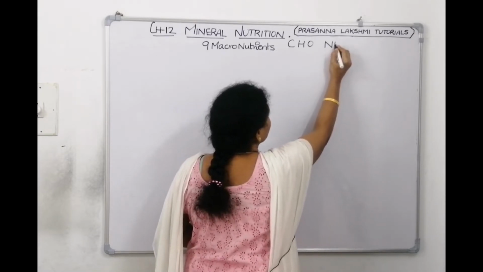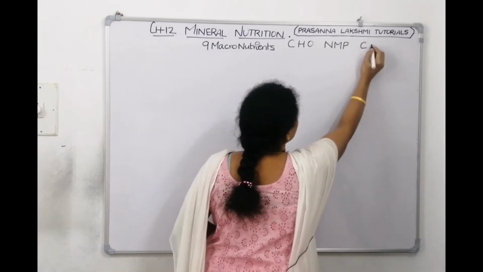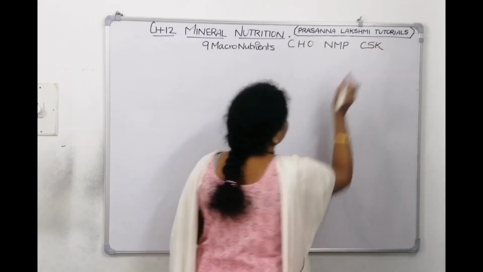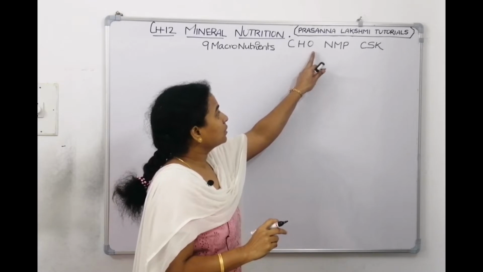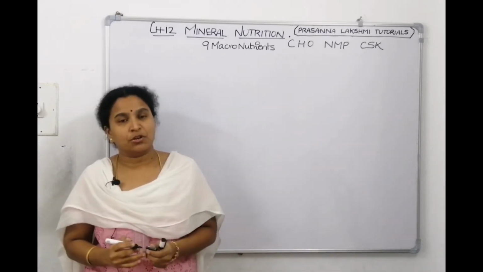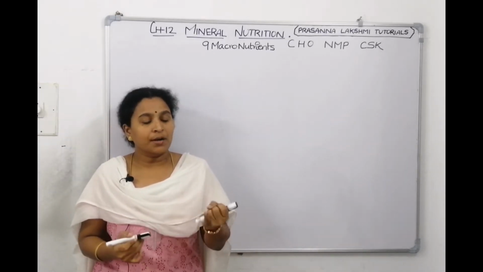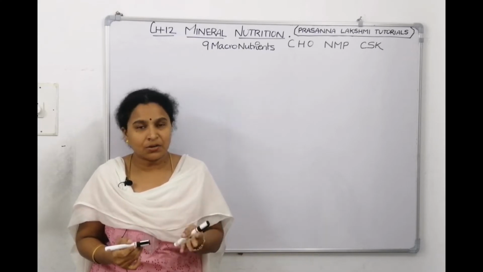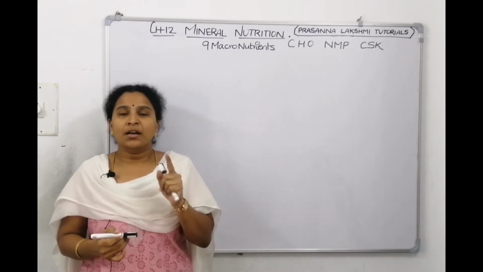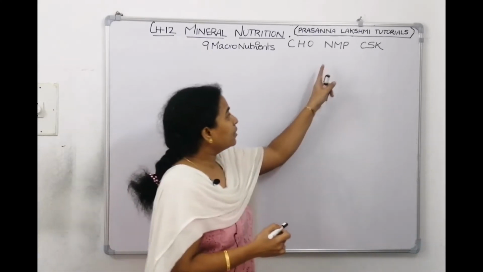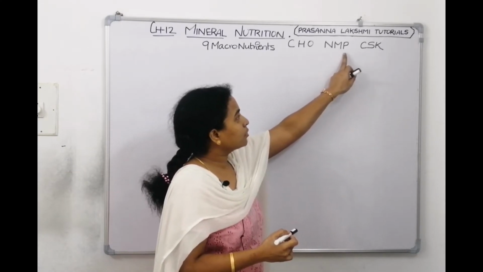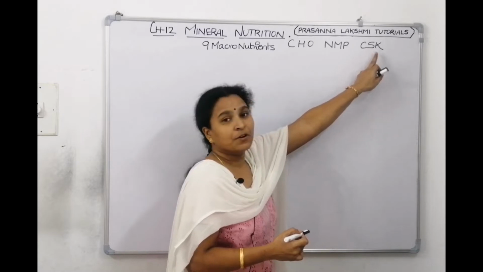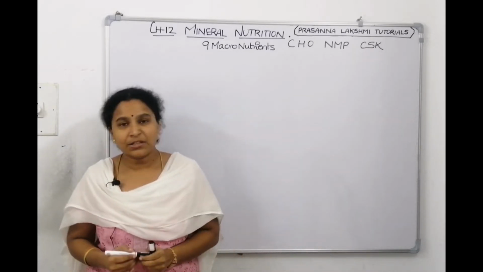Nitrogen and CSK, right? So in that we covered carbon, hydrogen, oxygen and nitrogen in the previous lecture. What are the roles of carbon, hydrogen, oxygen, nitrogen we covered in the previous lecture. Now in this lecture we'll try to cover the remaining elements: magnesium, phosphorus, calcium, sulphur and potassium, right children?